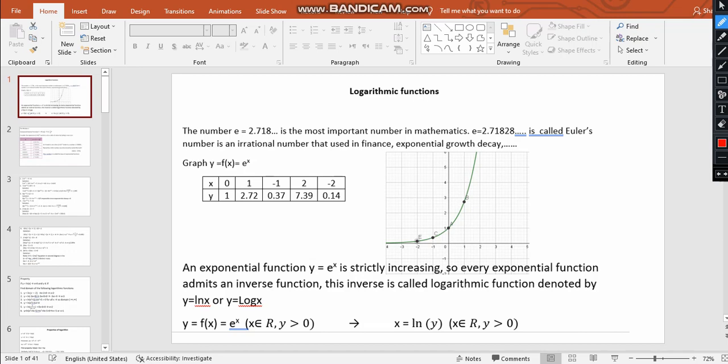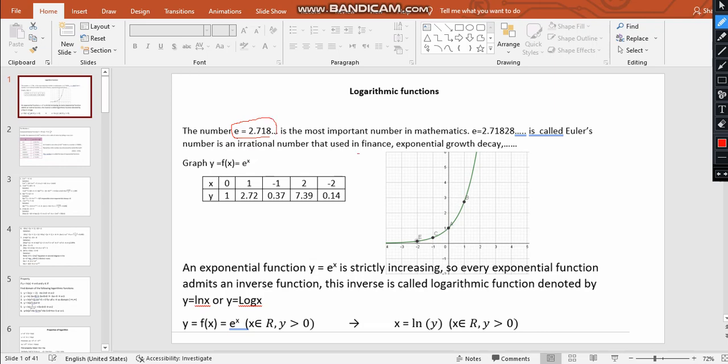Hi students, our study today is about the logarithmic function. We're going to start with the number e, which is 2.718, etc. This is an irrational number. This number is very important in mathematics. It's like a golden number.